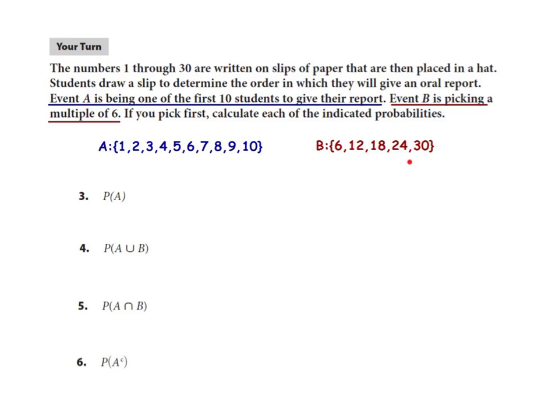Once you write those down, it makes it much easier to calculate the probabilities because you can just simply look at the numbers. So if we're calculating the probability of A, well, we know there are 10 numbers in set A, 1 through 10, but there are 30 slips of paper. So 10 out of 30 or 1/3. All right, do you remember what this symbol means right here? Okay, that is an OR. That means the probability of A or B.